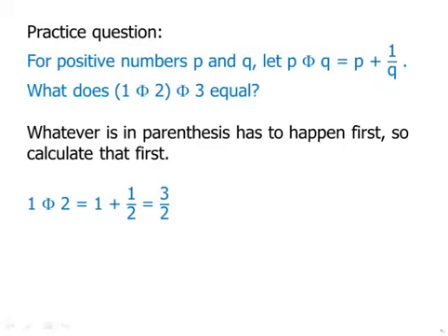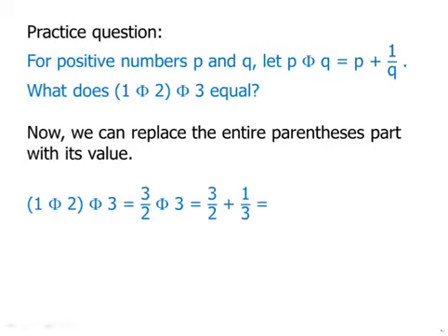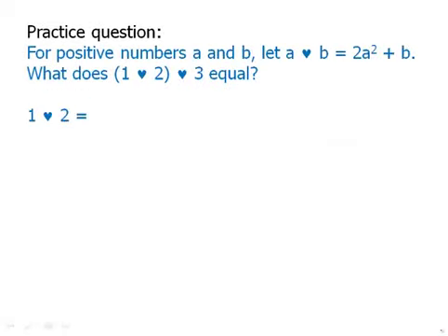Okay, now we can replace that whole parentheses with its value. Everything inside the parentheses has a value of 3/2. So we can just replace that. So 1 phi 2 becomes just 3/2, and we get 3/2 phi 3. So this would be the first number plus the reciprocal of the second number, 3/2 plus 1/3. We find a common denominator, and we get an output of 11/6, and that's the value. Here's another practice question. Pause the video, and then we'll talk about this.